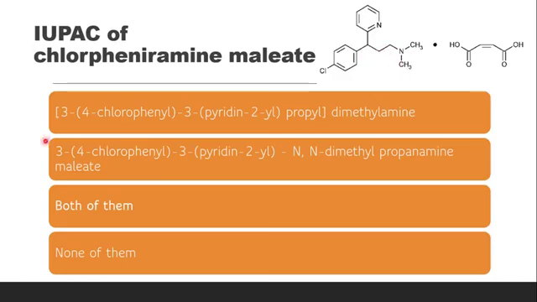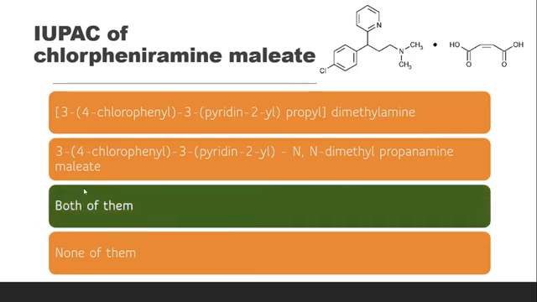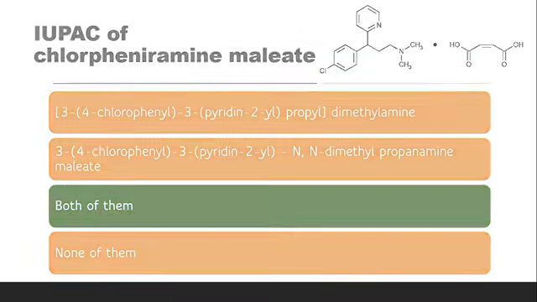And in the second name, if you see, till now it is the same, only the difference is there in case of propylamine and alkylamine. This is alkylamine, this is propanamine, that is dimethyl propanamine. So it is propylamine, and this is alkylamine. So the correct answer is, it is both of them.